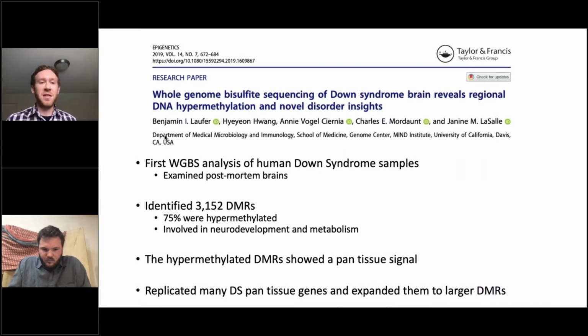Previously, we've investigated this and performed the first whole genome bisulfite sequencing analysis of human Down syndrome samples, where we examined human postmortem brains from a select bunch. And we identified over 3,000 DMRs and noticed that about 75% of those were hypermethylated, and that these DMRs had a role in neurodevelopment and metabolism, so very relevant traits to the brain. And what we also saw and replicated was this pan-tissue signal, where we saw many of those hypermethylated single CpGs are actually these very large-scale DMRs overall.